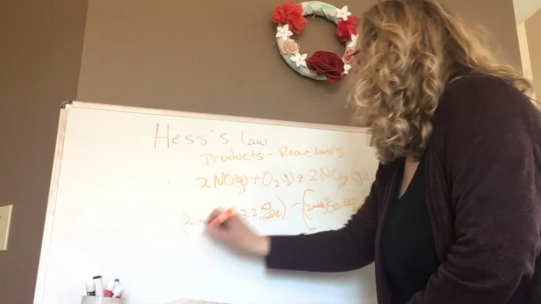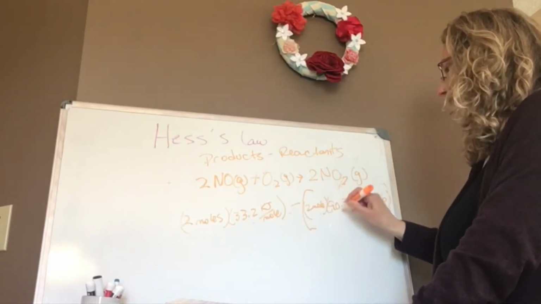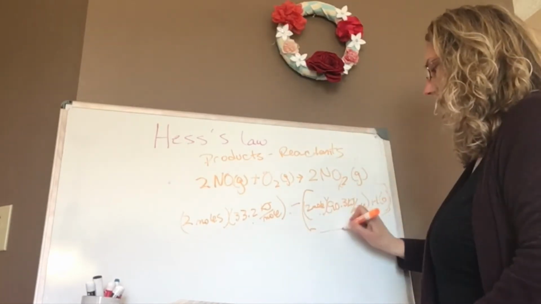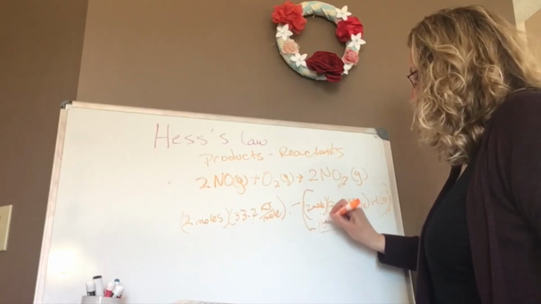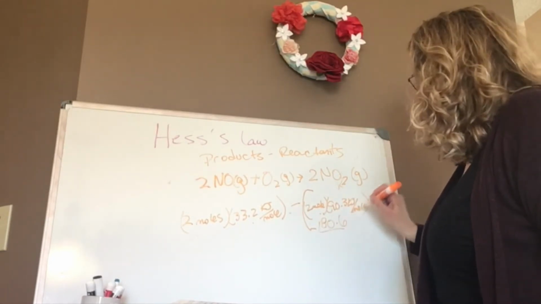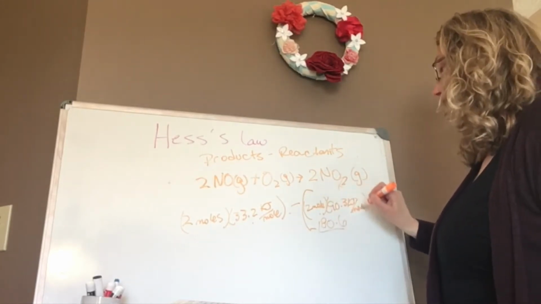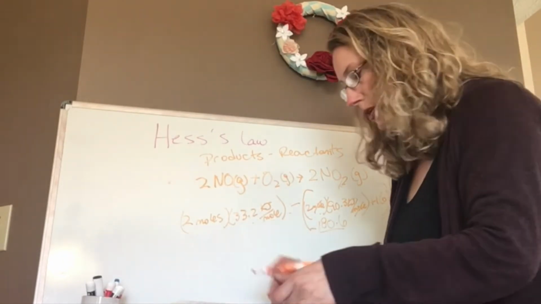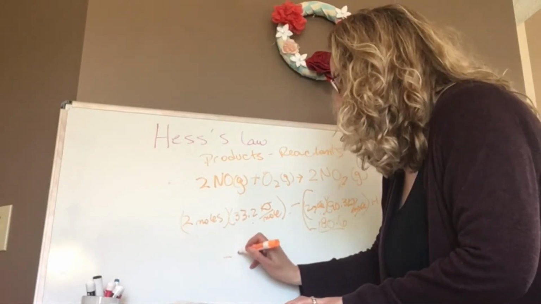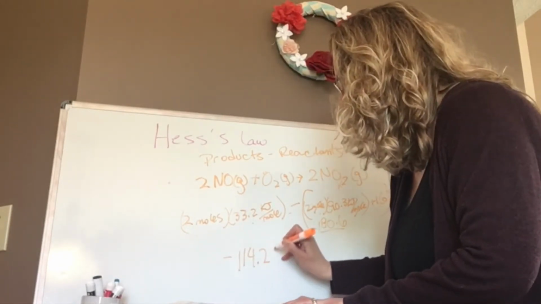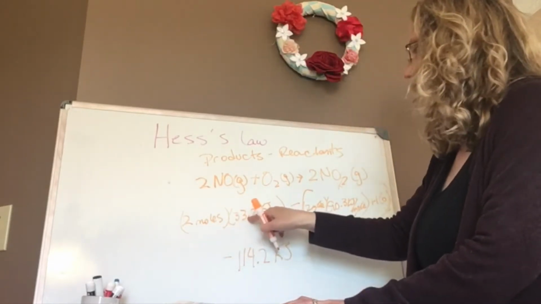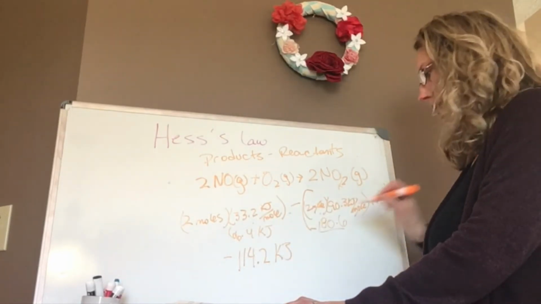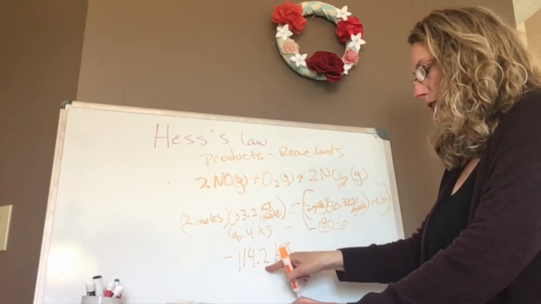So I'm going to do 2 times 33.2 minus 2 times 90.3. If you can't use your parentheses on your calculator, make sure you do 2 times 90.3 first. Write down your answer, 180.6. Kilojoules per mole: this is moles times kilojoules per mole, so your moles cancel out and you're left with kilojoules. So you should get, if you put it in your calculator right, a negative 114.2 kilojoules, because 2 times 33.2 is 66.4 kilojoules minus 180.6 kilojoules gives me a negative 114.2 kilojoules.